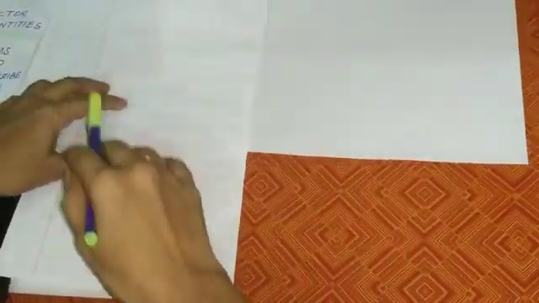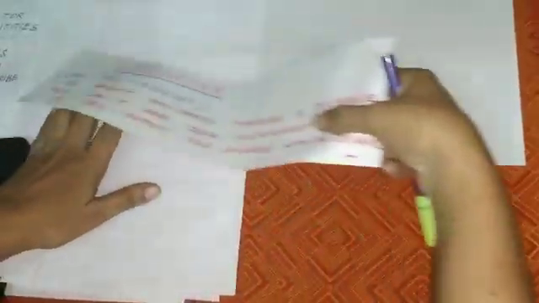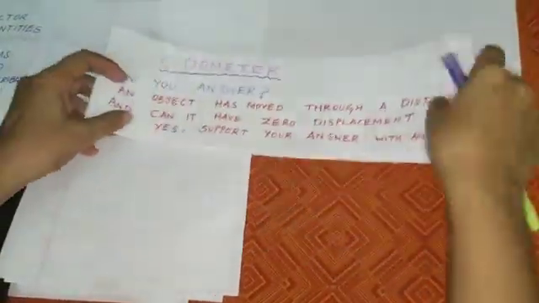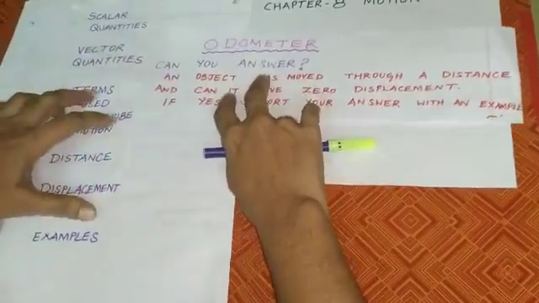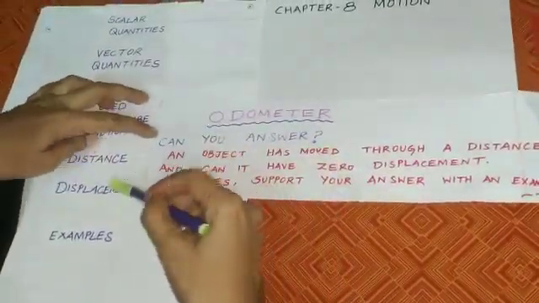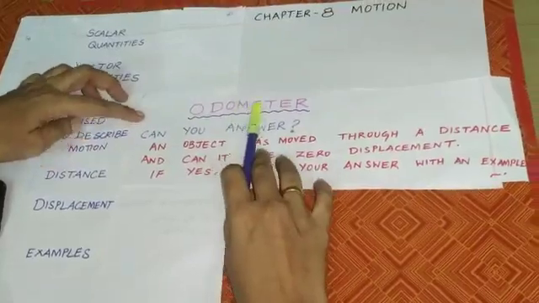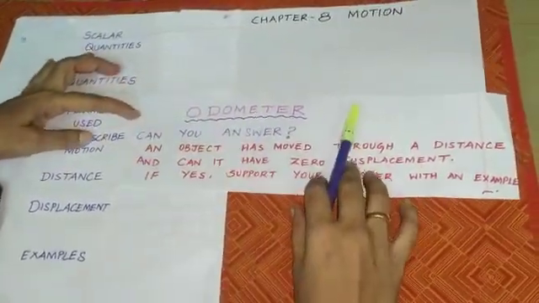So, 2 different physical quantities, that is distance and displacement, are used to describe the overall motion of an object and to locate its final position with respect to initial position at a given time.